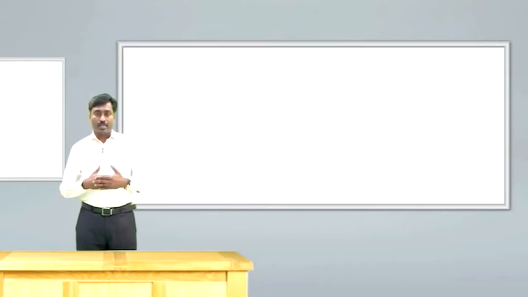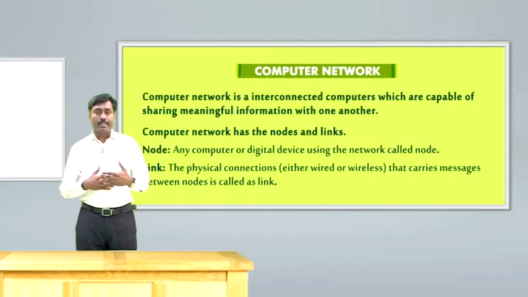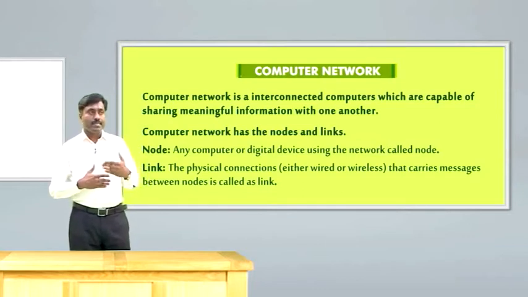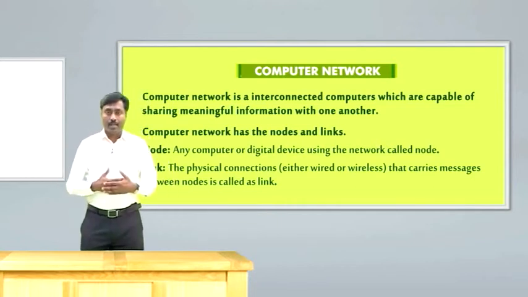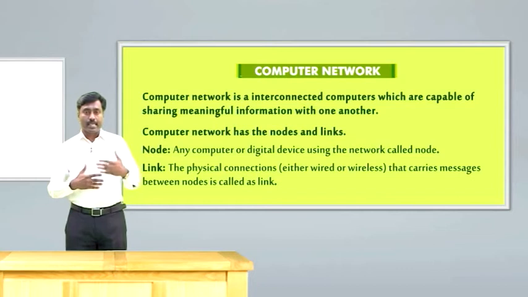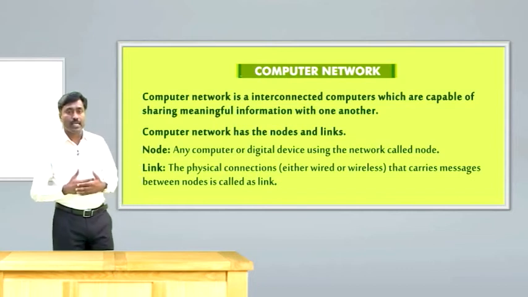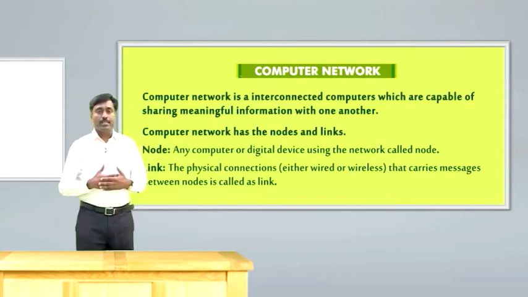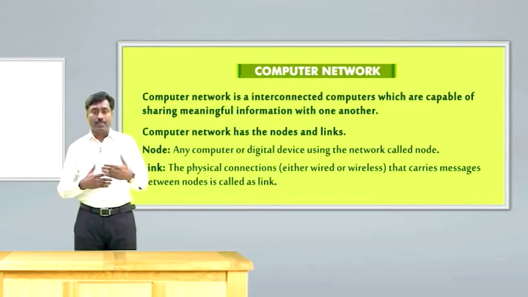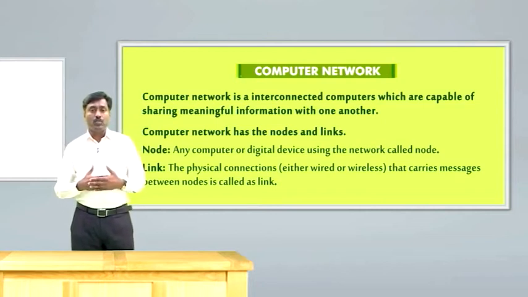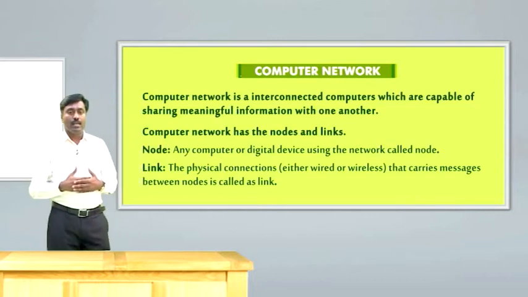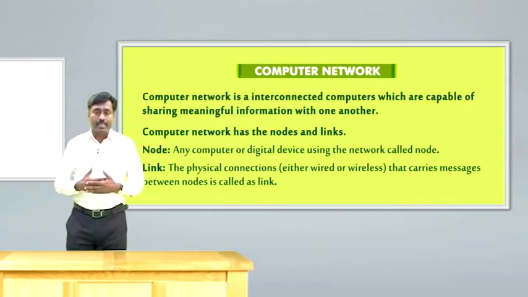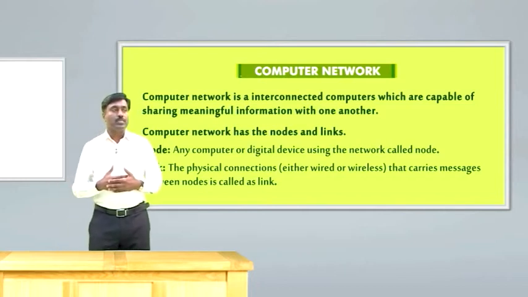A computer network is a set of interconnected computers which are capable of sharing meaningful information with one another. Generally these computer networks have two components, one is node, another one is links. A node is any computer or digital device using the network. The physical connection, either wired or wireless, that carries the messages between nodes is called a link.